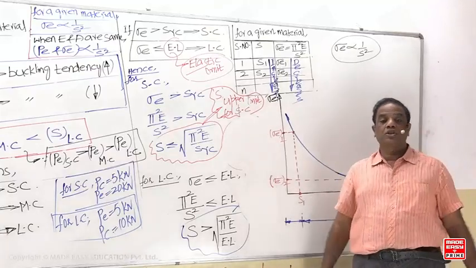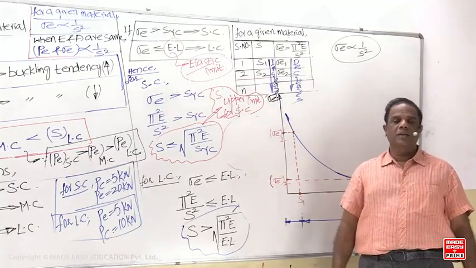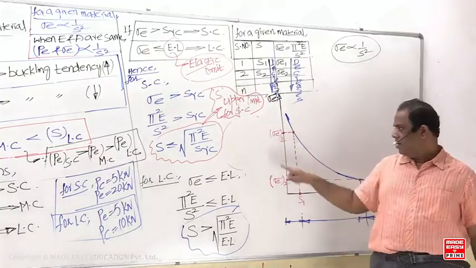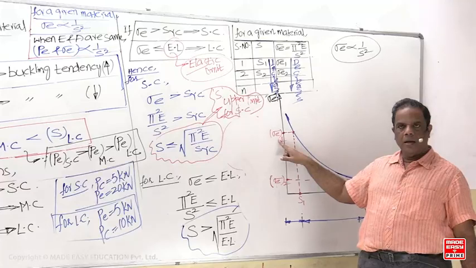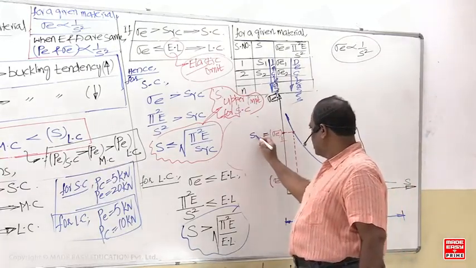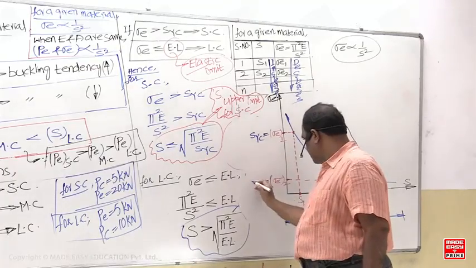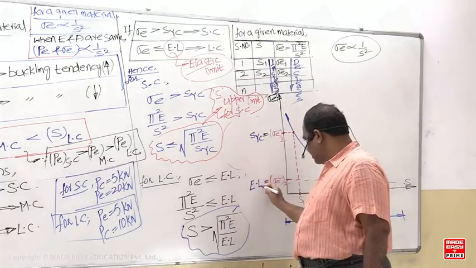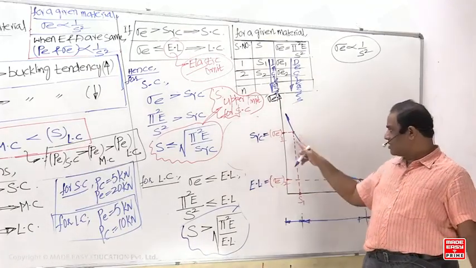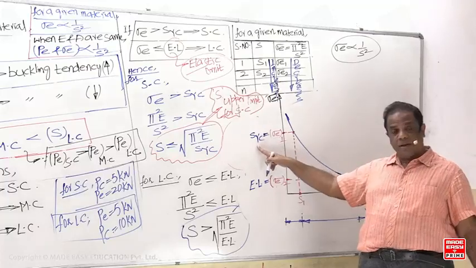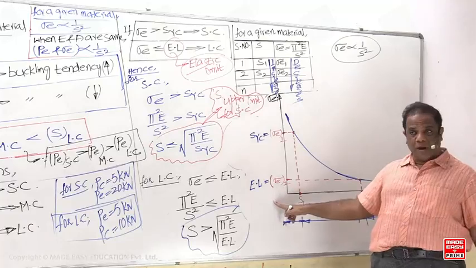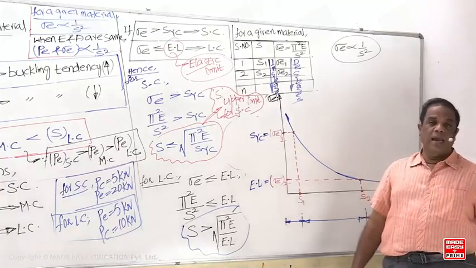Now, for the short column you have studied, short column means buckling stress should be greater than SYC. Suppose this value is SYC, this is the elastic limit. Which one is more? SYC is more. Corresponding to S1, I am getting a buckling stress value, assume that it is SYC. And corresponding to S2, I am getting a buckling stress of sigma E2, and that value is equal to the elastic limit.